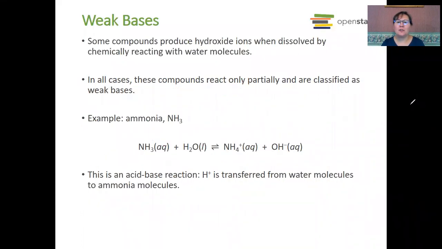Okay. Some compounds produce hydroxide ions when dissolved by chemically reacting with water molecules. So in some cases, let's see, you have ammonia here, and it only produces hydroxide in very small amounts. Ammonia is a weak base, which means that usually we would say less than 5% of it does this. Most of it remains as NH3 liquid or NH3 aqueous in water and does not dissociate. But for the 5% where this happens, we would call this an acid-base reaction because one of the hydrogens is moving over to form our ammonium ion.